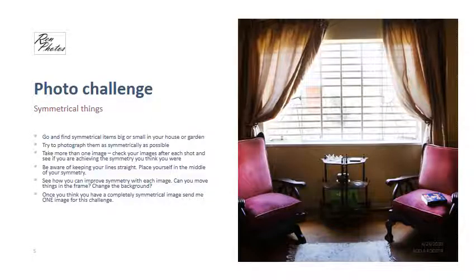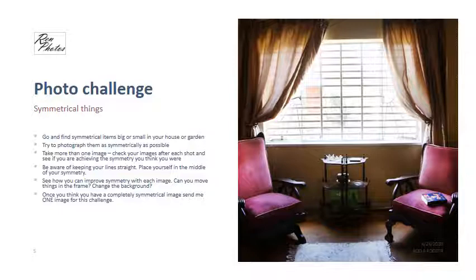So this is your photo challenge with symmetry. First of all, go and find something that's symmetrical in your house or garden, and try to photograph it as symmetrically as possible. Take more than one image, check your images after each shot and see if you're achieving the symmetry you think you were.